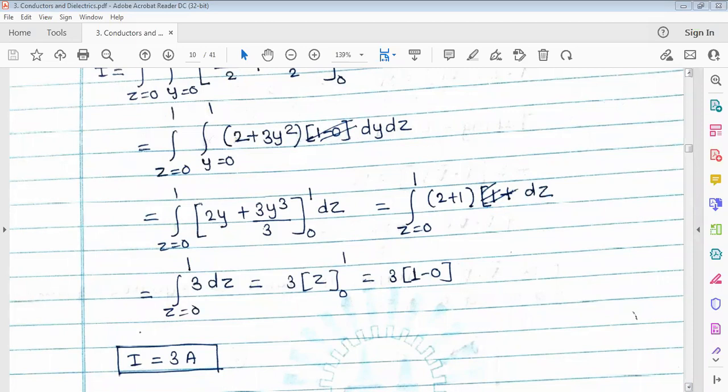Syllabus is very vast. This chapter will still take minimum 4 lectures, I think. Minimum 4 to 5 lectures it will take.